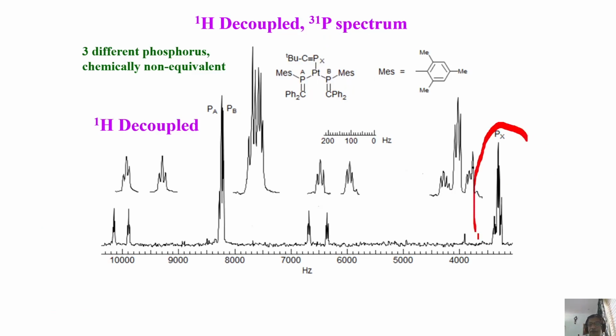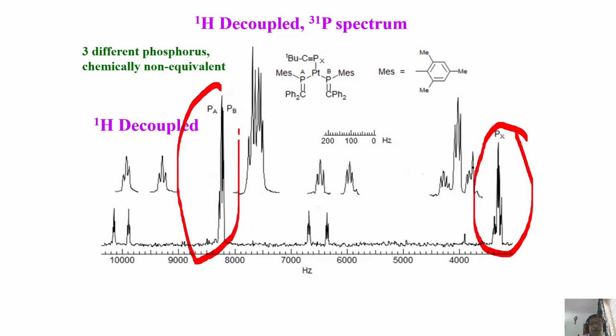One is here, Px, 1 phosphorus. There are 2 phosphorus here, which are overlapped, Pa and Pb. Very small change in the chemical shift, so they are overlapped here, and you are not able to see that at all. You cannot identify what is what. But if you carefully see, you are going to see some peaks here.